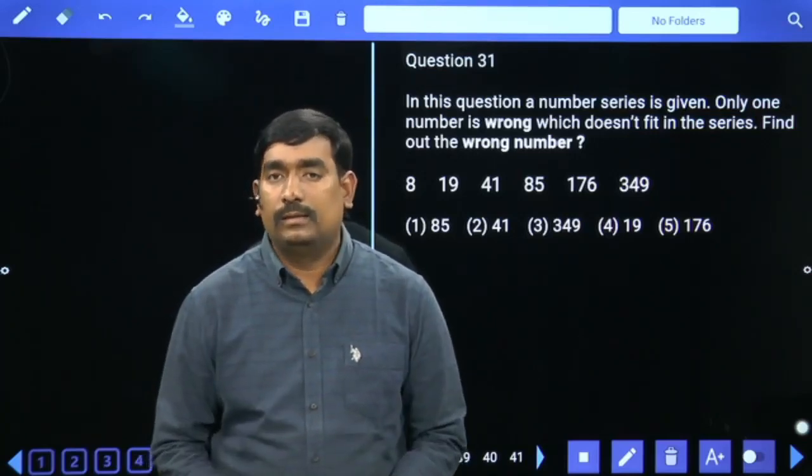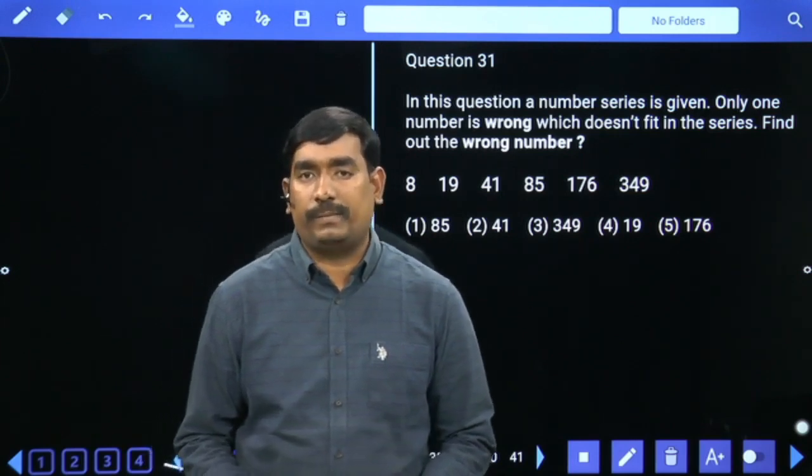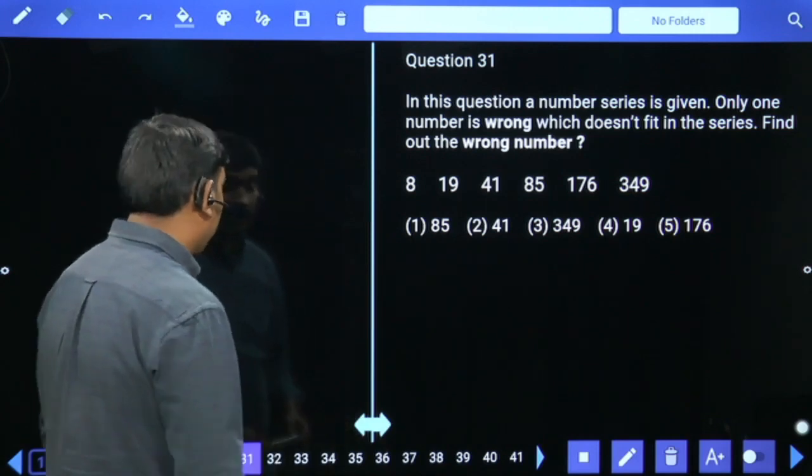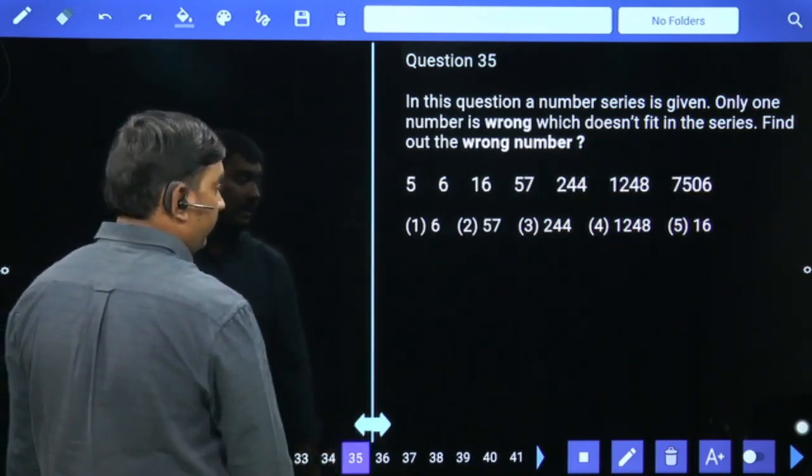Hi friends, SBI PO Prelims paper number 50 explanation, quantitative aptitude. Look at question number 31 onwards. It's a wrong number series. Reasoning faculty will explain this.